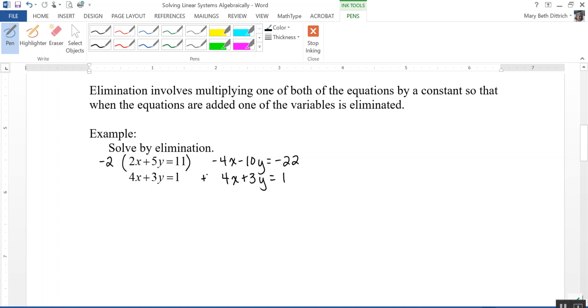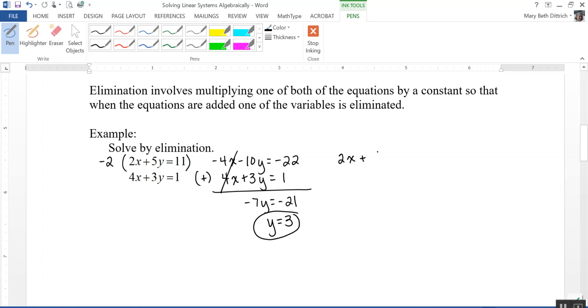And now I'm going to add these two equations because when I add, my x is eliminated. So negative 7y equals negative 21, so y is equal to 3. And I can take that and plug that into any of my equations. I think maybe I'll put it into the first equation for y.